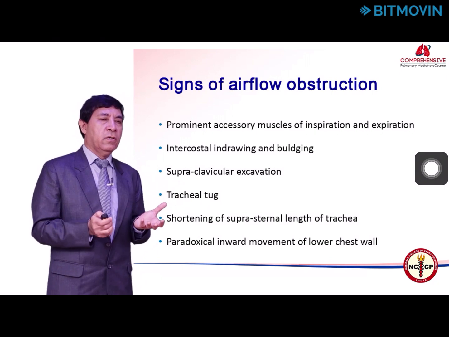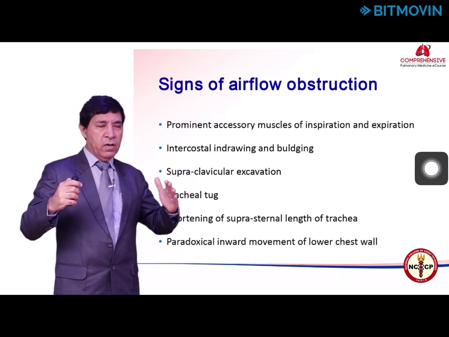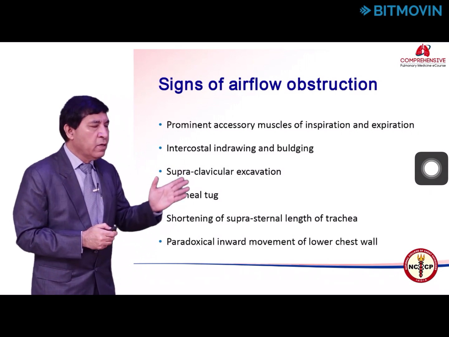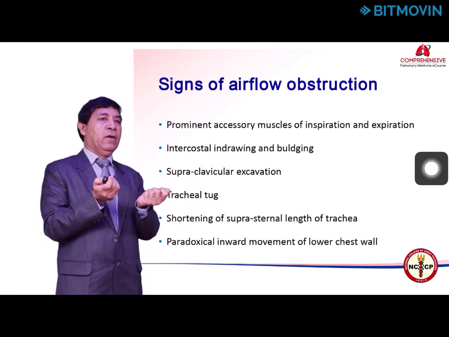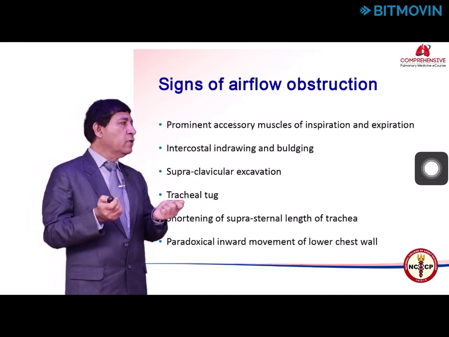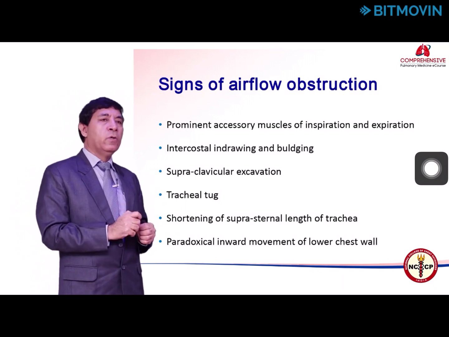In that situation, normally what we see is an expansion of the chest wall in the lower area during inspiration. In these cases, because their diaphragms have become flat, they actually pull in the chest wall during inspiration. So you will have a paradoxical inward movement of the lower chest wall.